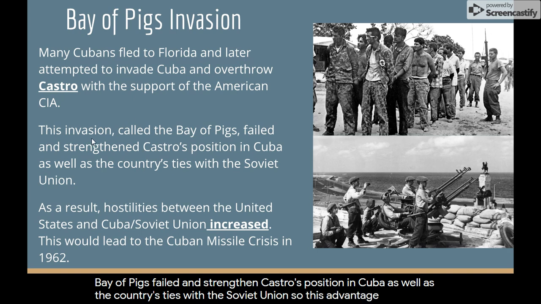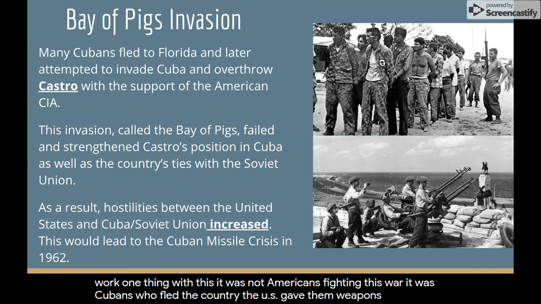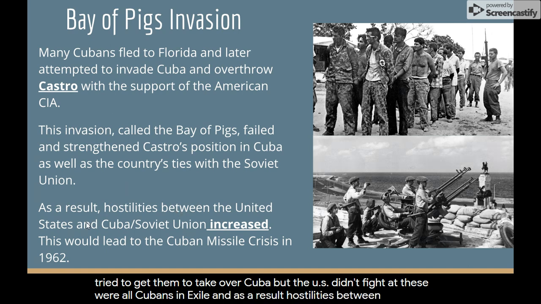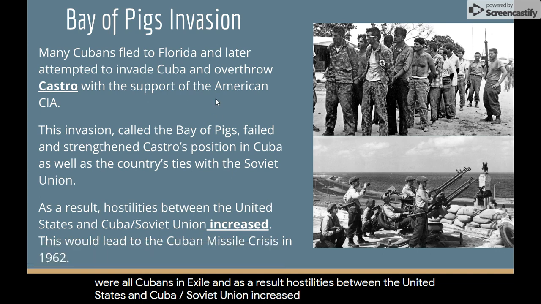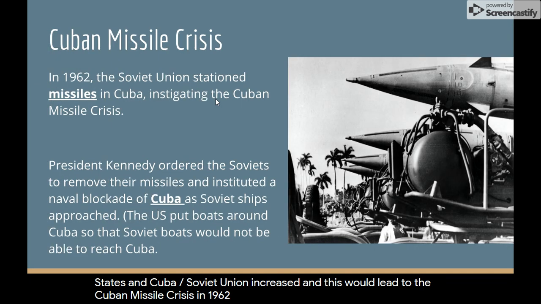So this invasion didn't work. One thing with this, it was not Americans fighting this war. It was Cubans who fled the country. The U.S. gave them weapons and they tried to take over Cuba, but the U.S. didn't fight it. These were all Cubans in exile. As a result, hostilities between the United States and Cuba and the Soviet Union increased, and this would lead to the Cuban Missile Crisis in 1962. So now we're going to talk about the Cuban Missile Crisis.